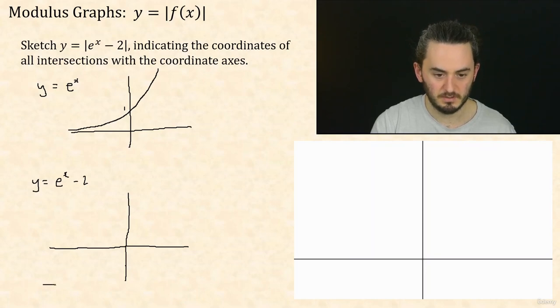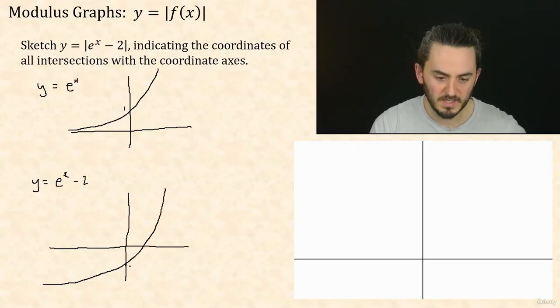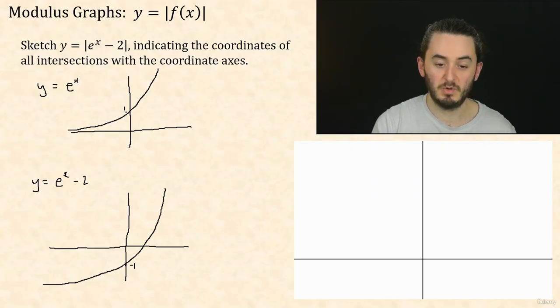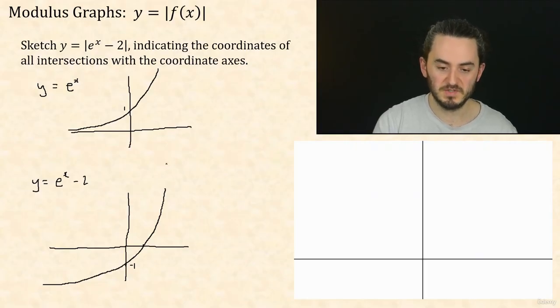So what I'm going to end up with is an exponential that looks like this. Okay, so I know that this point here is minus 1 because it's that point 1 shifted down by 2, but it wants the coordinates of all intersections with the coordinate axes. So it wants this point as well. Well, that's the root of this graph. So that's when e to the x minus 2 equals 0. So let's solve that quickly.